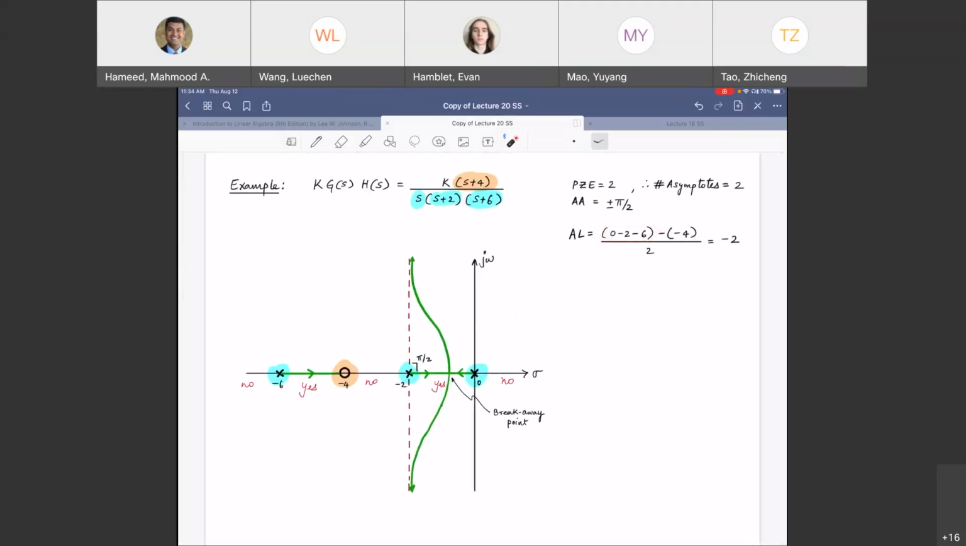Sum the open loop poles minus the sum of the zeros, divided by the number of poles minus zeros. It will work out to be -2. How many lines are there? Same as P minus Z, so 2 lines. What angles? Pi over 2. So you have 1 line at pi over 2 and 1 line at minus pi over 2. Those are going to be the guiding lines for my root locus.